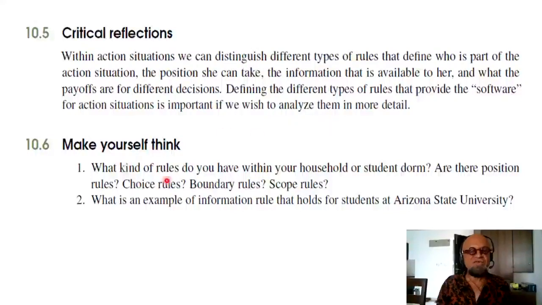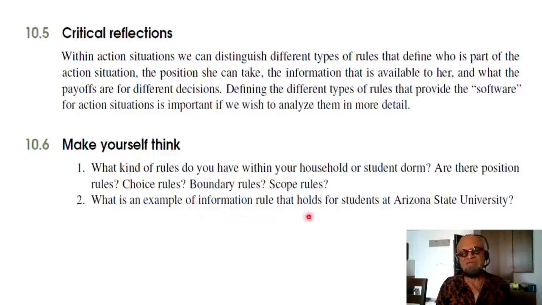So you can think for yourself, what kind of rules do you have within your household or student dorm? You came from a house, now you are living in a dorm. You had certain rules you had to follow at home, you have a different set of rules in the dorm, and so on. Are there position rules, choice rules, boundary rules, scope rules? Of course there are, but you don't necessarily think of them in those kinds of settings, but now you can.